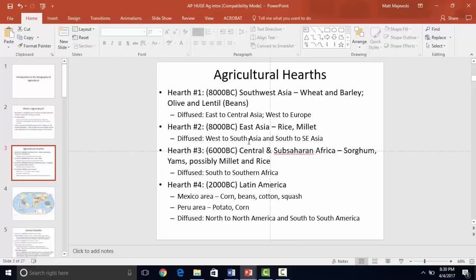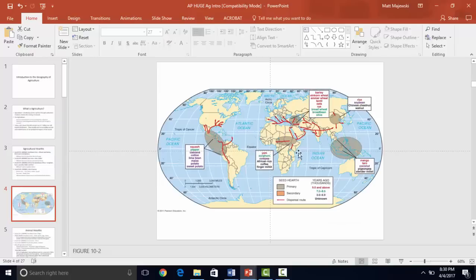Third major hearth, Central and Sub-Saharan Africa. Sorghum, yams, possibly some millet and rice, but really mostly sorghum and yams. And, of course, they developed it independently as well. And it starts to spread south throughout the rest of Africa from the original hearth area.